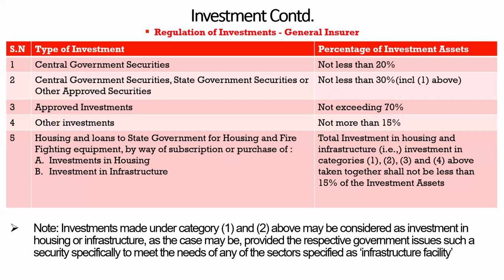Investment made under category 1 or 2, meaning central government, state government, above may be considered investment in housing or infrastructure as the case may be, provided the respective government issues such security specifically to meet the needs of any sector specified as infrastructure facility.